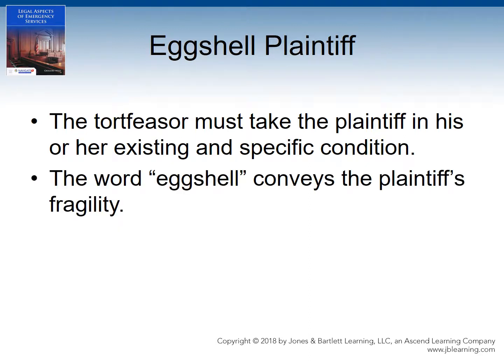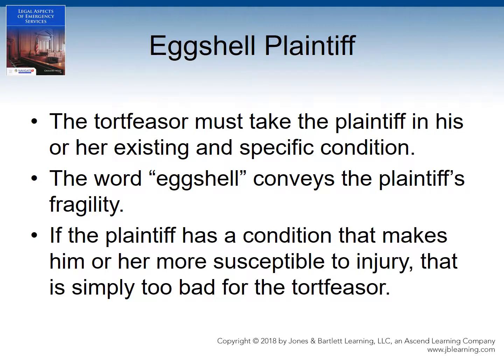The eggshell in the Eggshell Plaintiff doctrine refers to the particular fragility of the particular victim. Even if there was no way for the tortfeasor to know that this person had a particular unique condition or frailty that made him or her more susceptible to the injury, that is simply too bad for the tortfeasor, who will find him or herself liable for increased damages that may not have applied if the victim was someone else without that particular condition or frailty.